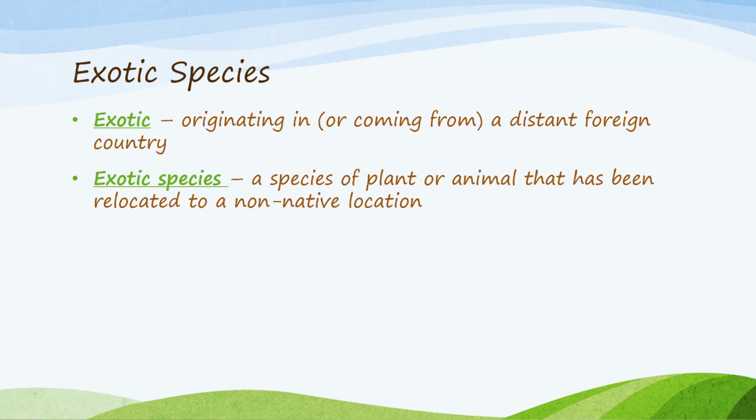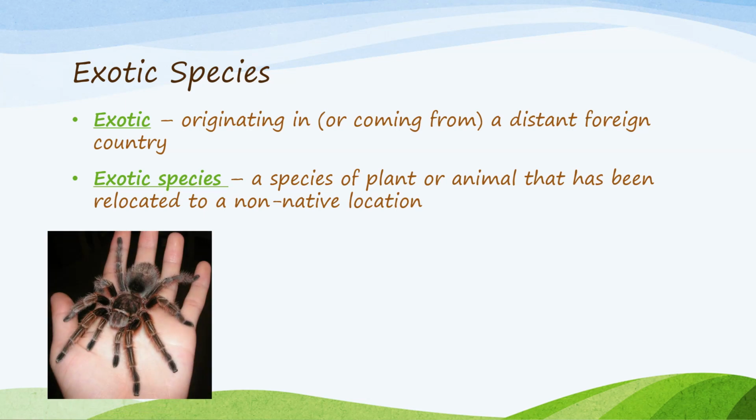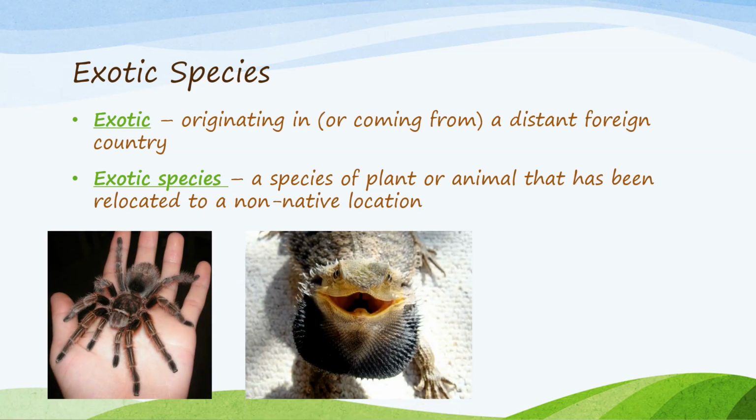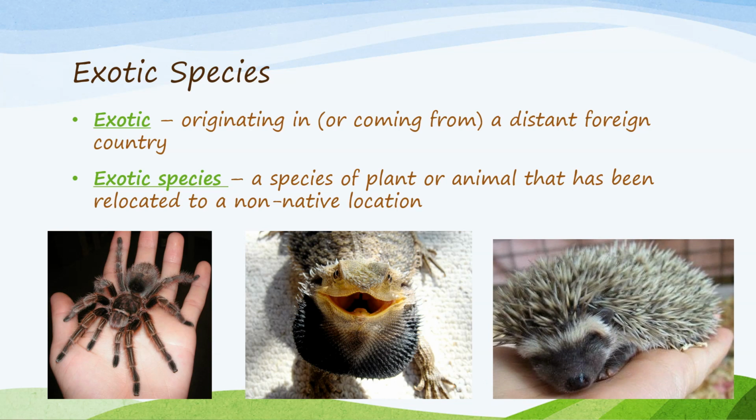Perhaps you have heard of exotic pets before. Can you think of exotic pets that people have? These are pets that are not native to the United States, so you won't naturally see them outside your window. Some examples are tarantulas, bearded dragons, and hedgehogs. None of these animals are native to the United States, and they are all exotic because someone has taken them from their native location and brought them here, where they are not native.